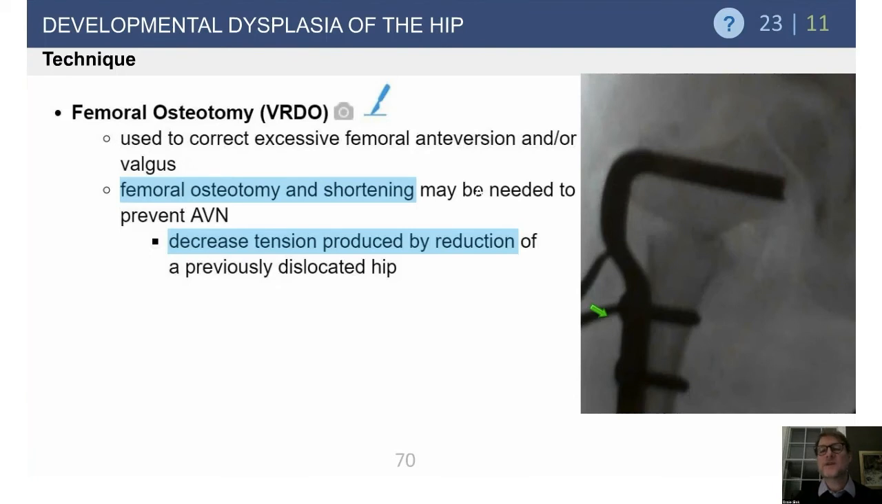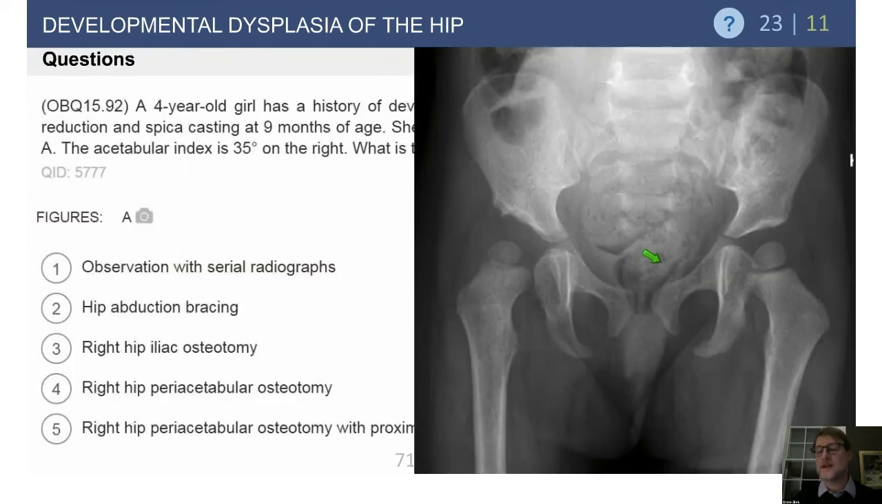This picture shows a varus osteotomy. That's not my preference because actually the trochanter gets a lot closer to the ilium, and I think sometimes that becomes an impediment to reduction. This space narrows, so I just do a straight femoral shortening. I will consider a varus in an older child that has a valgus hip.